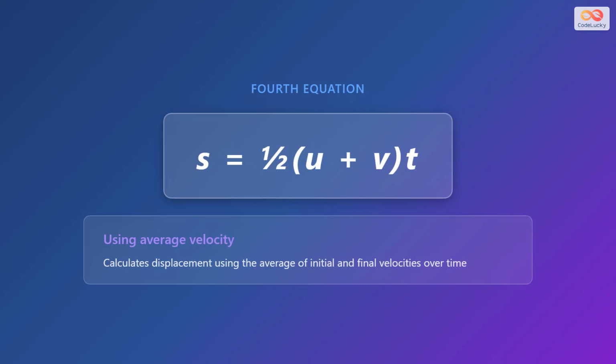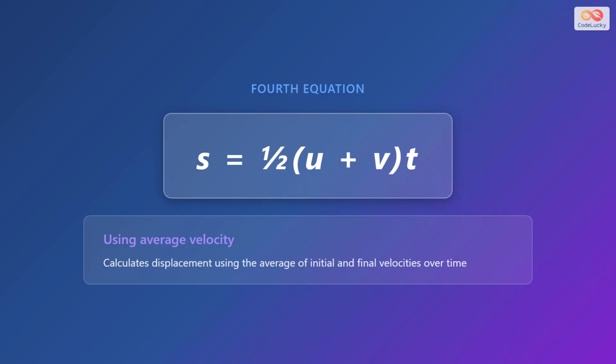The fourth equation of motion is s equals 1/2 times the quantity u plus v, all multiplied by t. This equation calculates displacement using the concept of average velocity. When acceleration is constant, the average velocity is simply the arithmetic mean of initial and final velocities. By multiplying this average velocity by time, we get the total displacement.